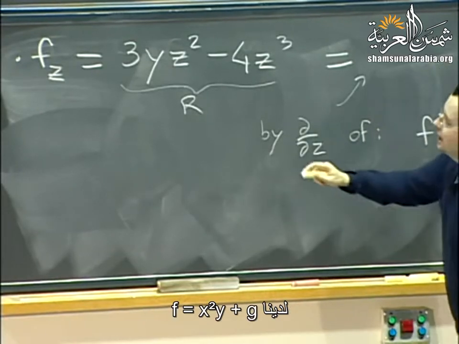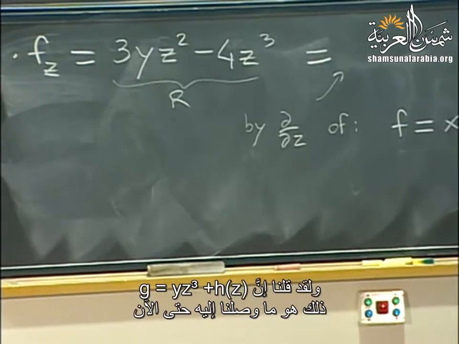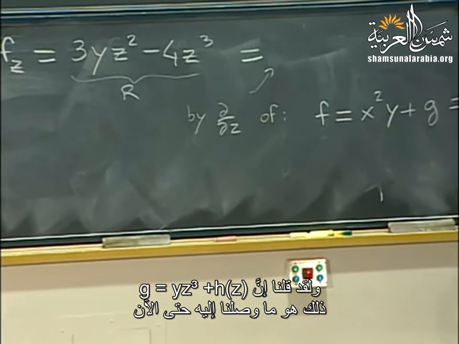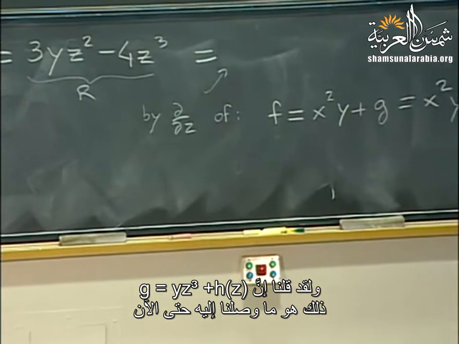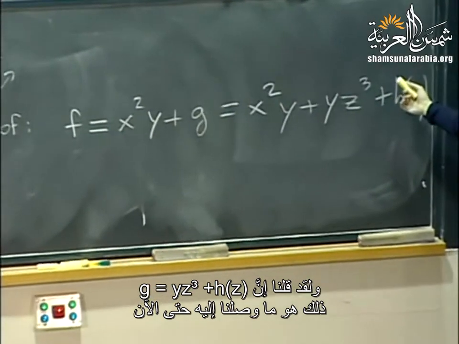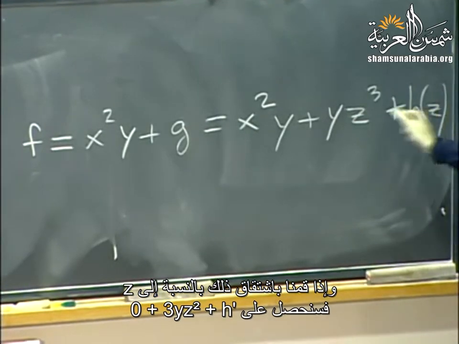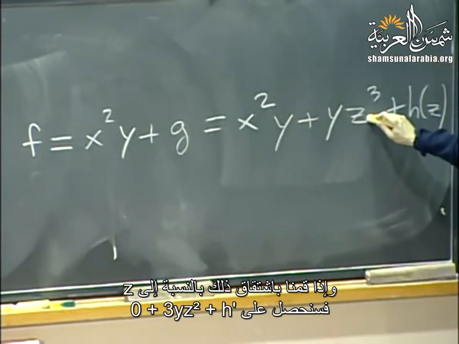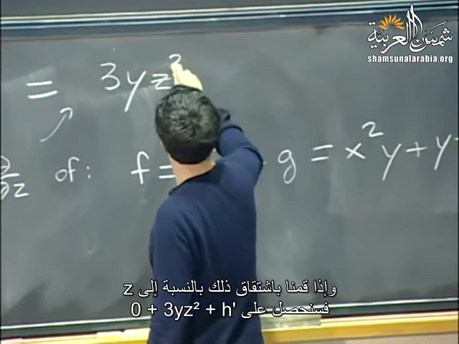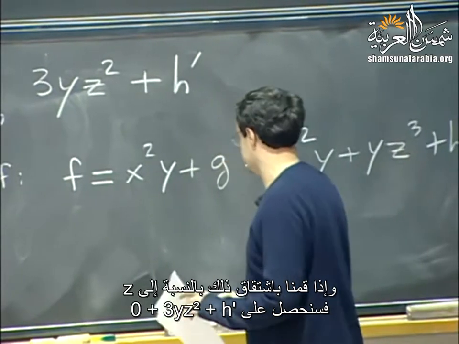Well, we had f equals x squared y plus g, and we say g is actually yz cubed plus h of z. Okay, that's what we have so far. So if we take the derivative of that with respect to z, we'll get, well, 0 plus 3yz squared plus h prime of z, or dh dz, as you want.